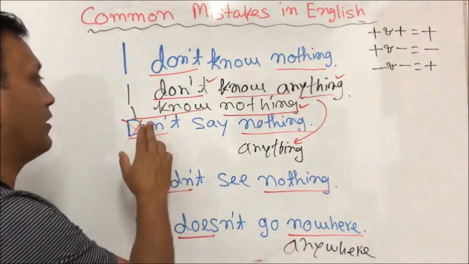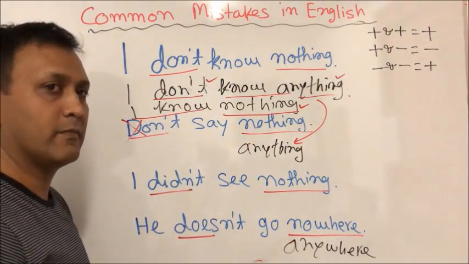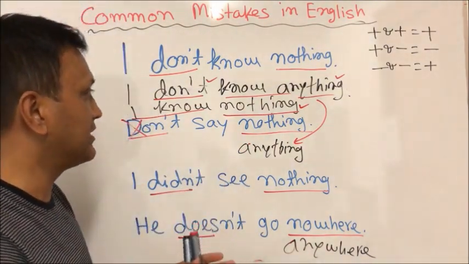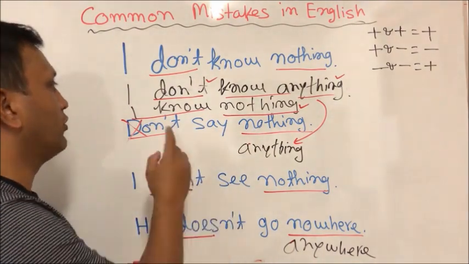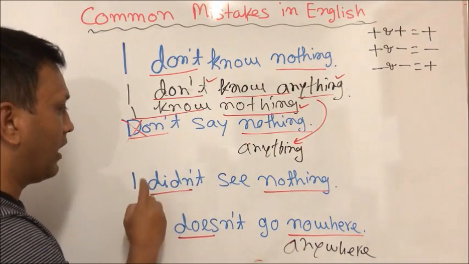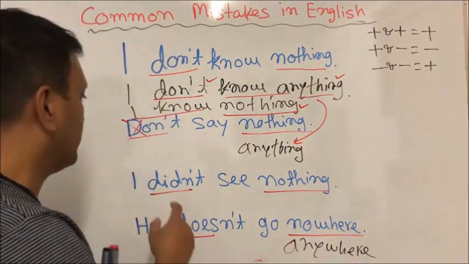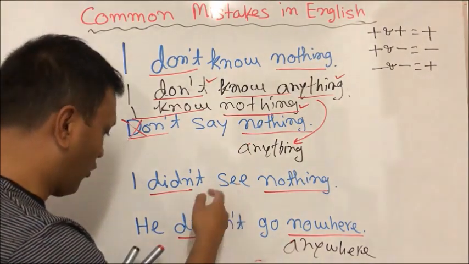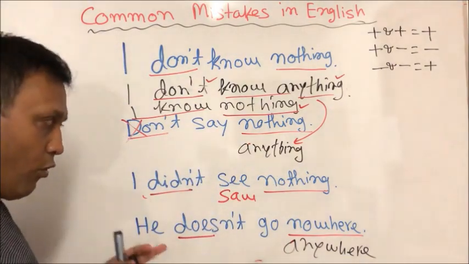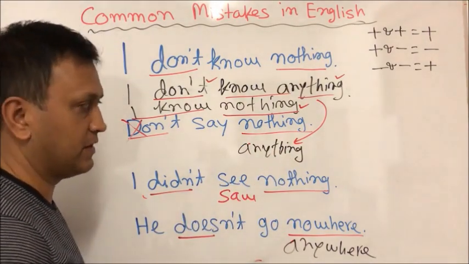In the second example, I incorrectly wrote "don't say nothing." You cannot say "don't" and "nothing" in the same sentence. You have to say either "say nothing" or "don't say anything." In the third example, "I didn't see nothing." That's another very common mistake. So you have to either say "I saw nothing," or "I didn't see anything," as we say in the other sentences.